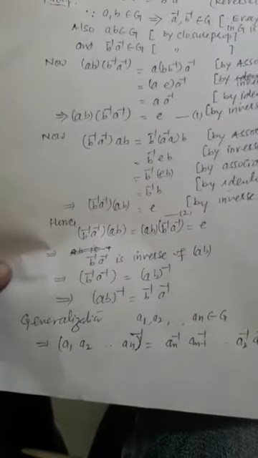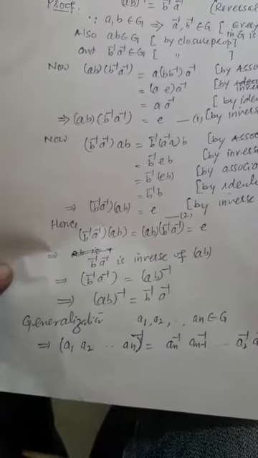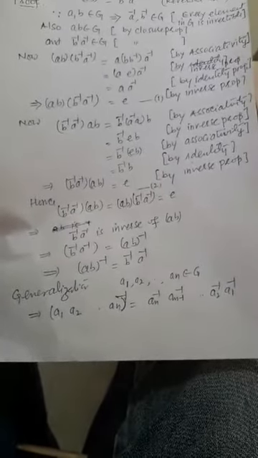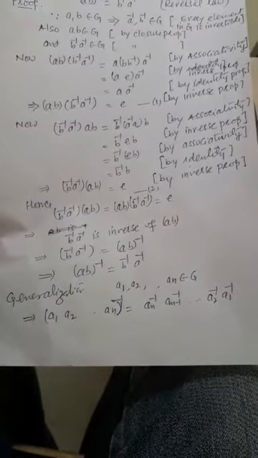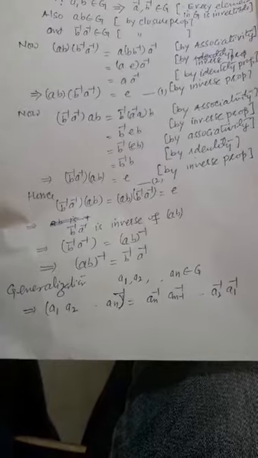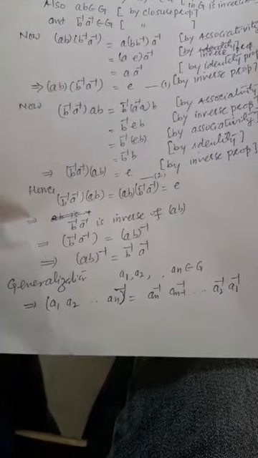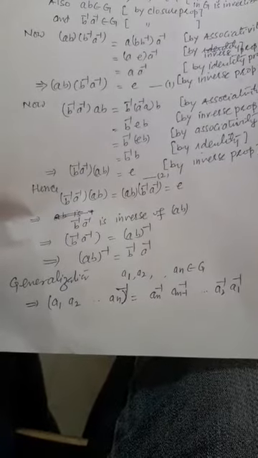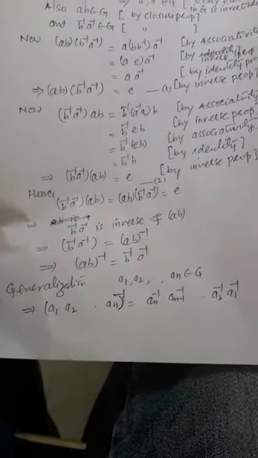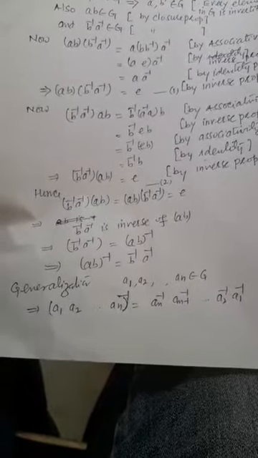We generalize this result. If a1, a2, a3, up to an are elements contained in G, then the inverse of a1 a2 up to an equals an inverse, an minus 1 inverse, and so on, down to a2 inverse, a1 inverse. We break from the last. So this is said to be the reversal law.